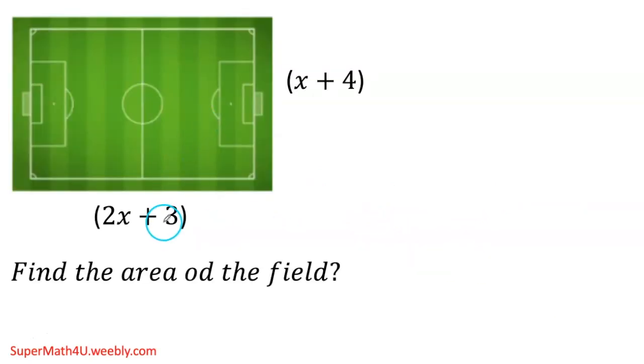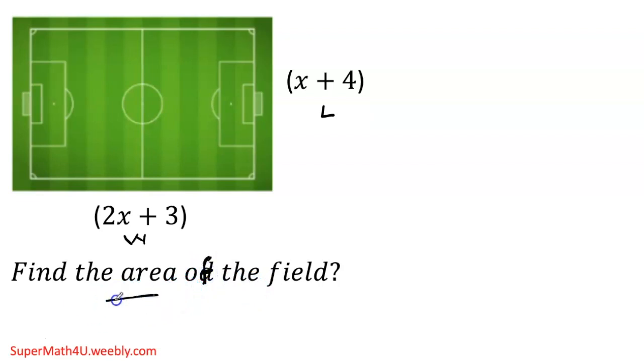So we have this. This is a soccer field. And the bottom, which we can call the width if you want, and then this could be the length. All right. So this 2x plus 3 is the width of the soccer field, and x plus 4 is going to give me the length of the soccer field. Easy question. Find the area of the field.